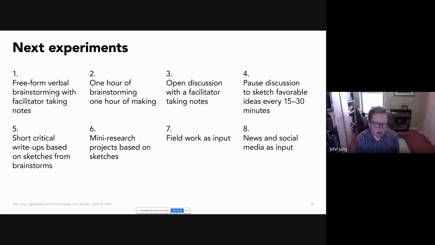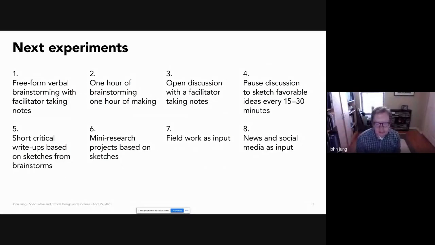Based on her comments and our experiences with our reading group, we put together this list of potential experiments. So these are different ways we could try to apply a more critical perspective to making things. So one of her ideas was to do a kind of free-form verbal brainstorming and to take notes at the same time. This is a thing that we started to do in our group and we found it really helpful.